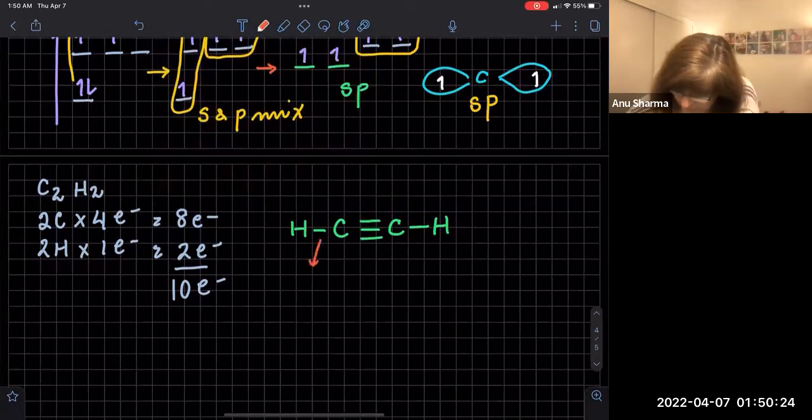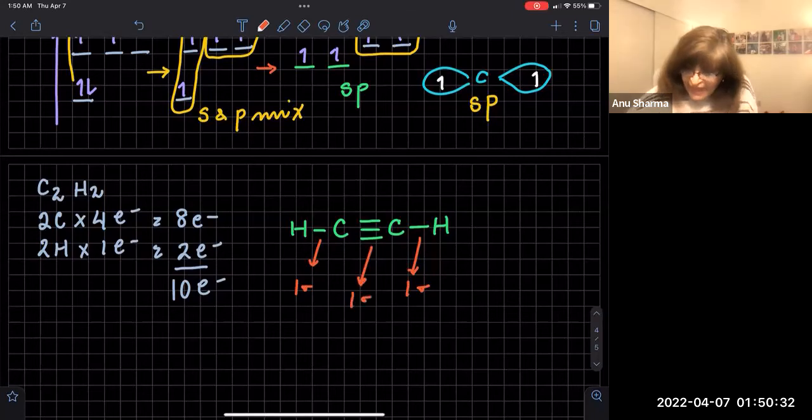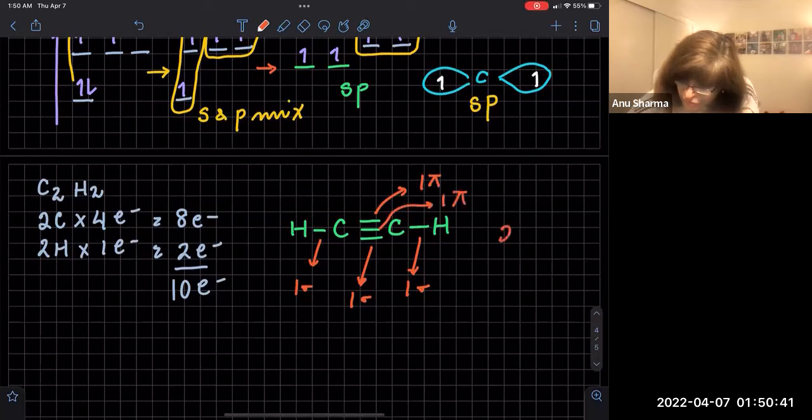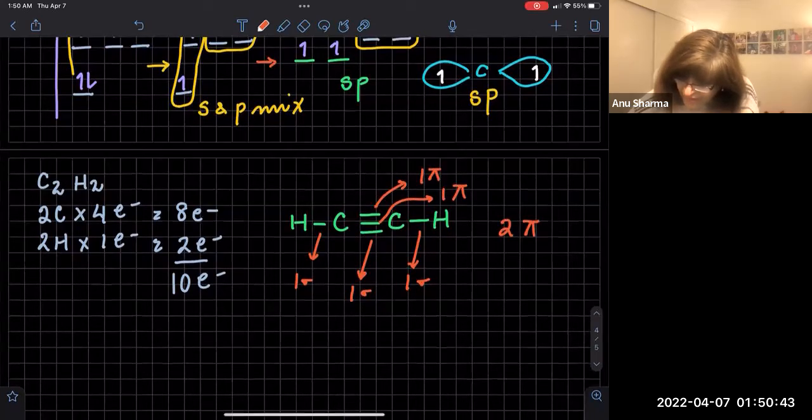So this is 1 sigma bond. This is another sigma bond. And this is the 3rd sigma bond. So there are 3 sigma bonds. And this is 1 pi. And this is another one, another pi, the 2nd pi. So there are 2 pi bonds and there are 3 sigma bonds total in this. Okay, so that's one thing.